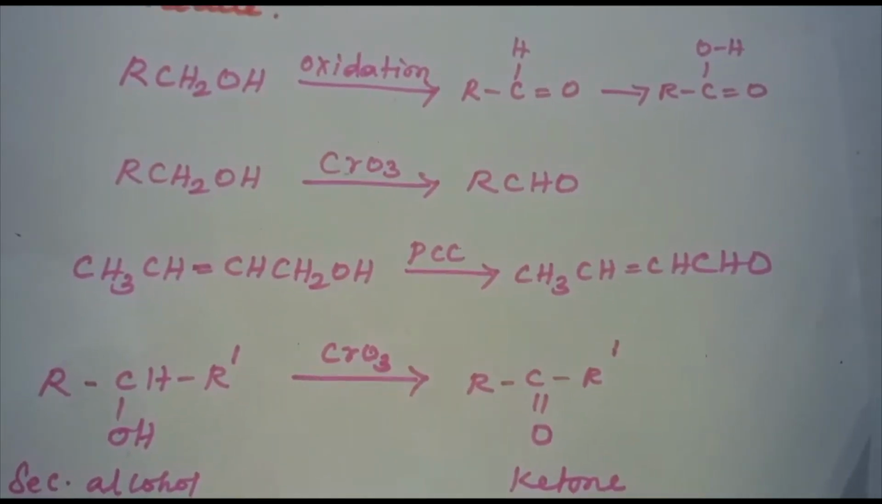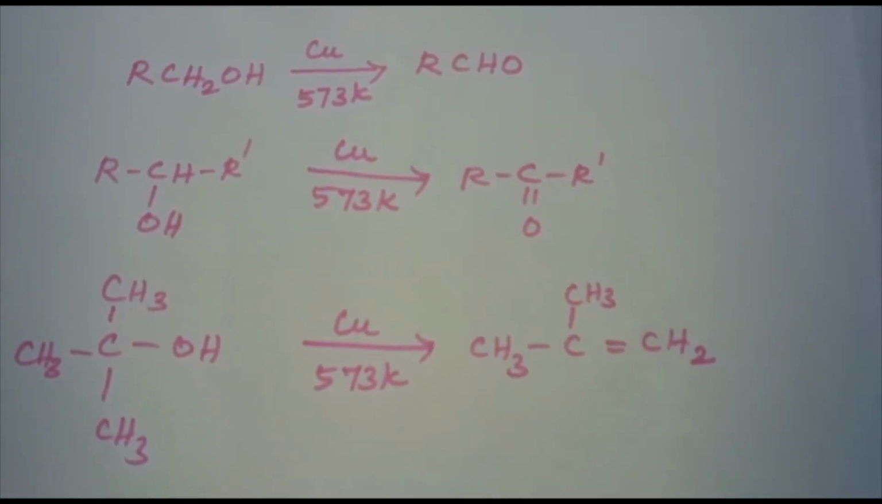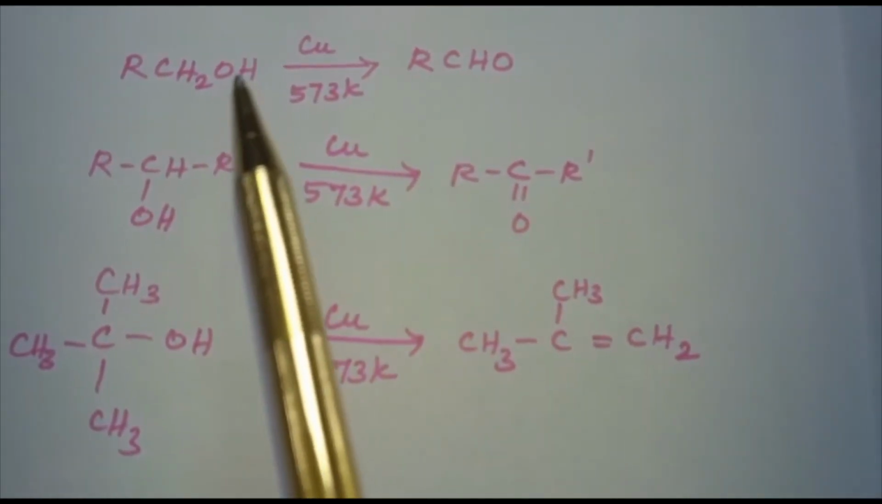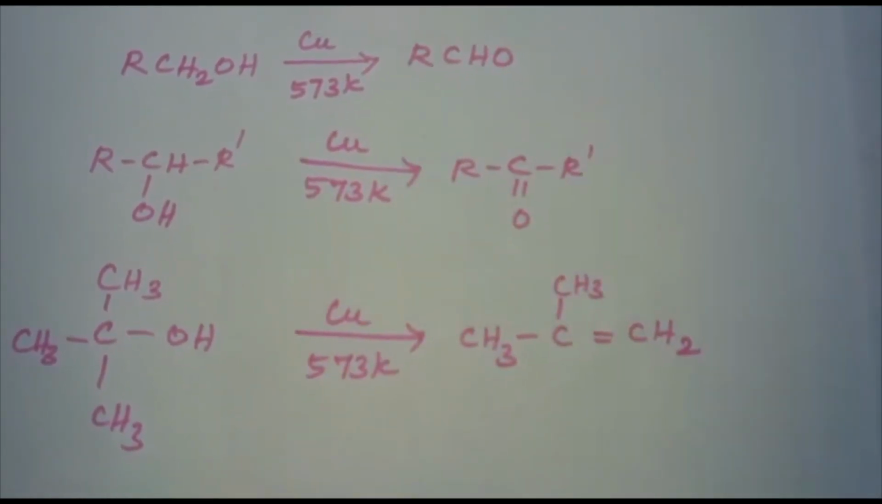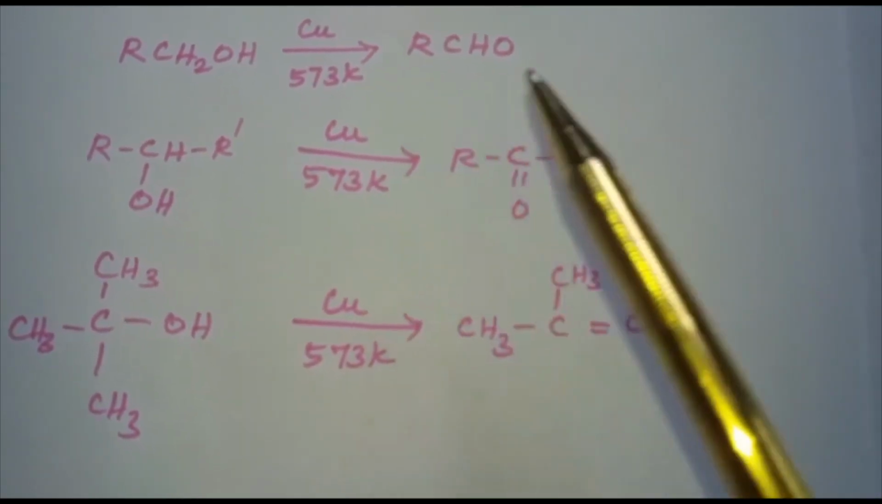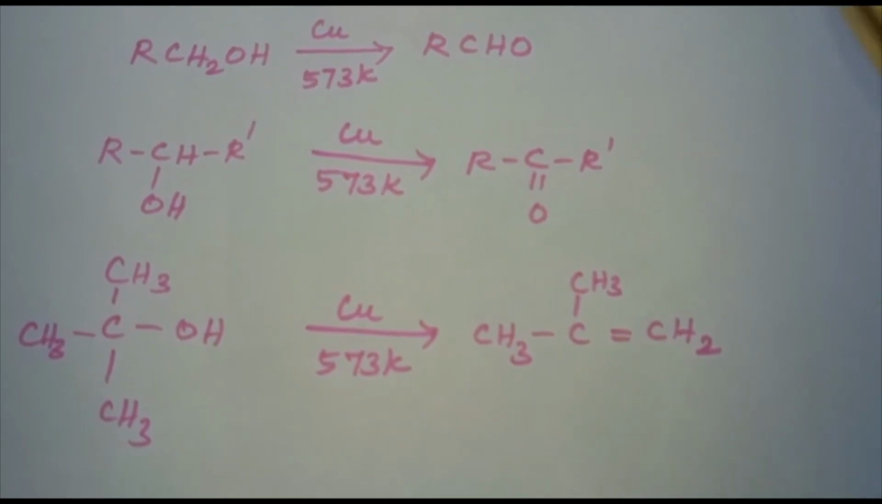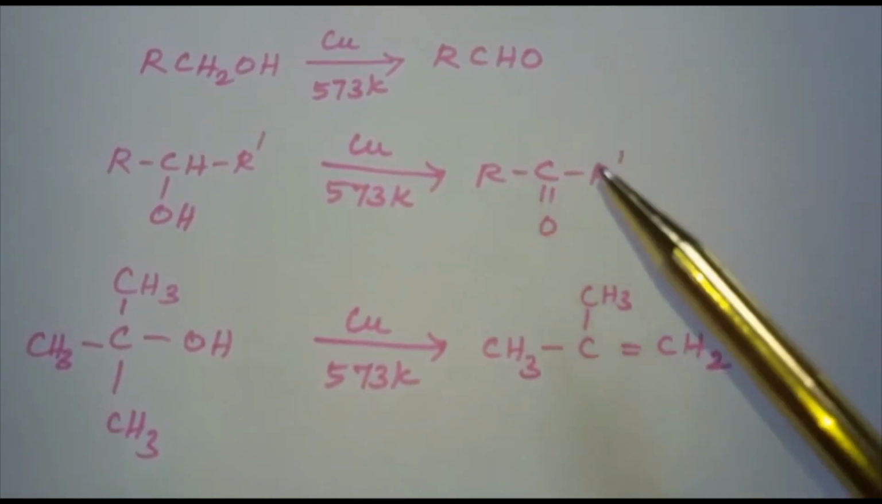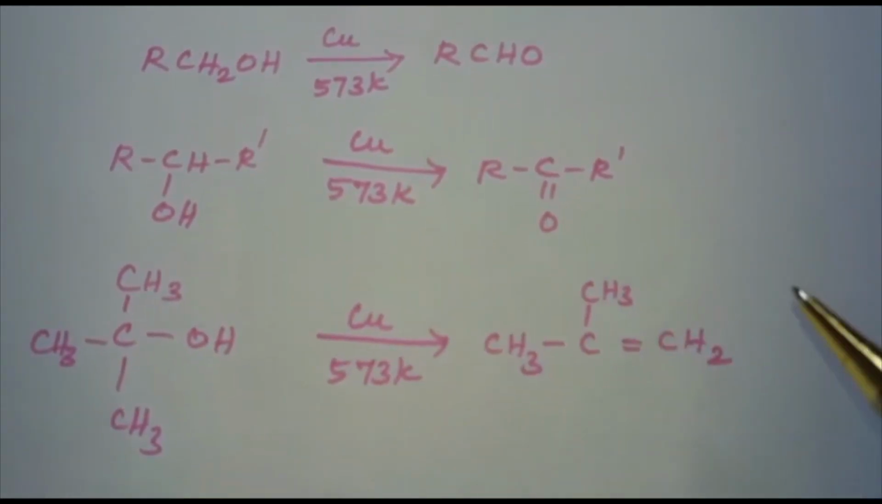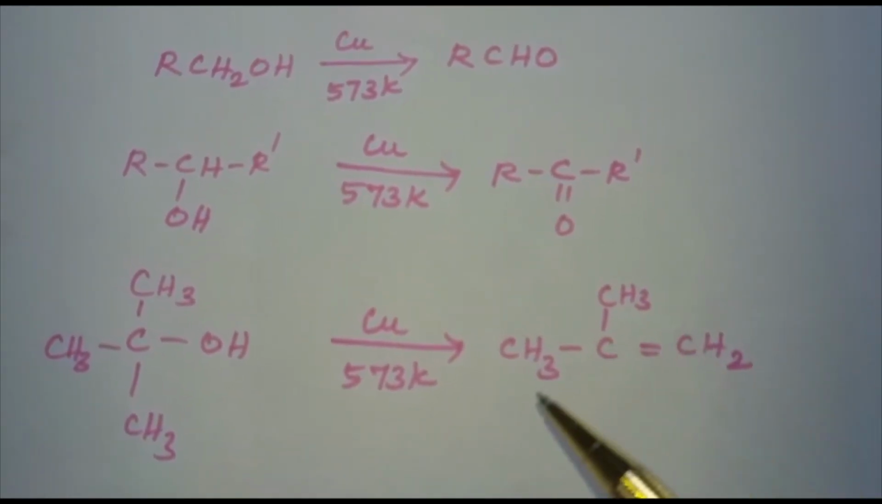And then the next reaction is, when vapors of a primary or a secondary alcohol are passed over heated copper at 573 Kelvin, a dehydrogenation reaction takes place and an aldehyde or ketone is formed. In the case of tertiary alcohols, dehydration occurs.